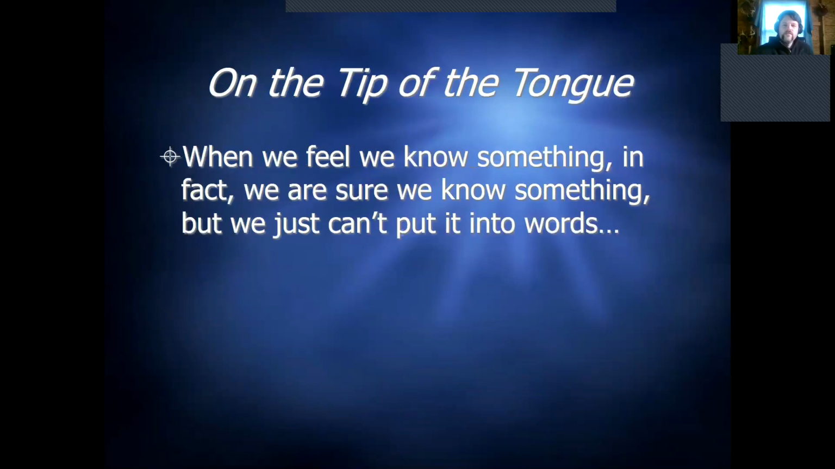And lastly, this is one of my favorite terms in the book, on the tip of the tongue. The tip of the tongue phenomenon. When you feel you know something, in fact, you're sure you know something, but you just can't put it into words. It's on the tip of your tongue. It's called the tip of the tongue phenomenon. Now, how ironic would it be if you were taking the test and you couldn't remember the tip of the tongue phenomenon because it was on the tip of your tongue?